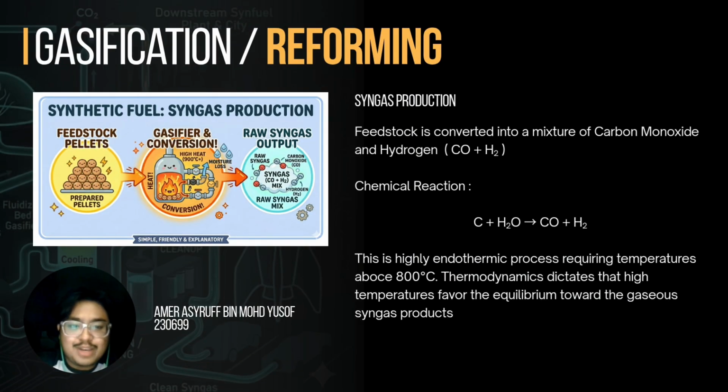For the second step, we have gasification/reforming. In the synthetic fuel industry, we produce syngas. Feedstock is converted into a mixture of carbon monoxide and hydrogen. For the chemical reaction, carbon plus water converts into carbon monoxide and hydrogen. This is a highly endothermic process requiring temperatures above 800 degrees Celsius. Thermodynamics dictates that high temperature favors the equilibrium towards the gaseous syngas products.